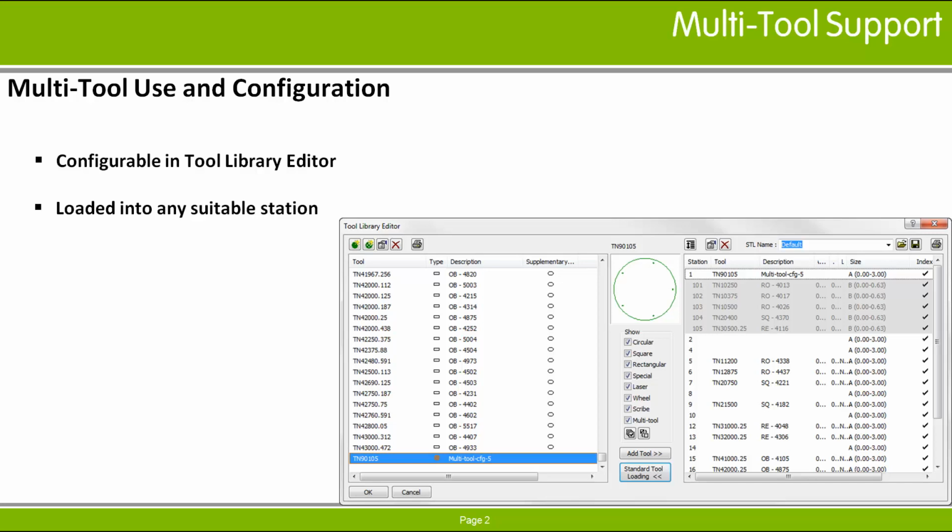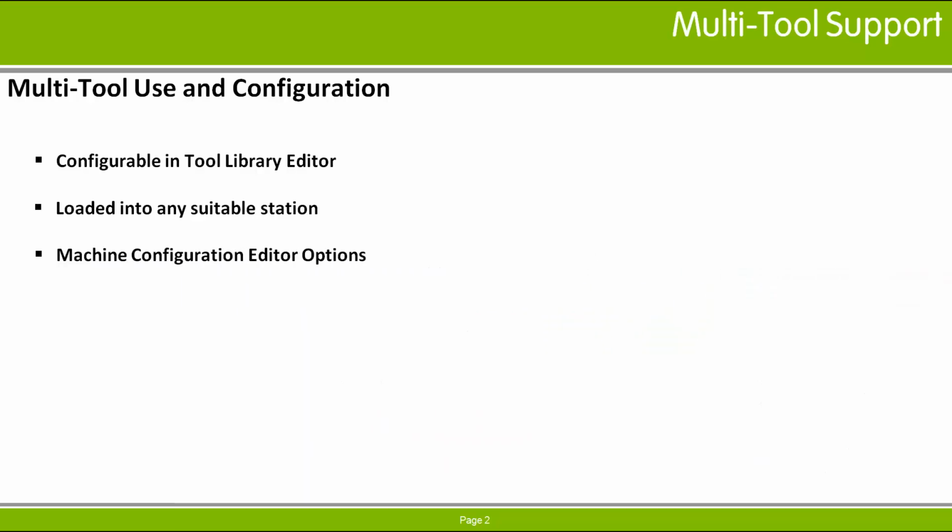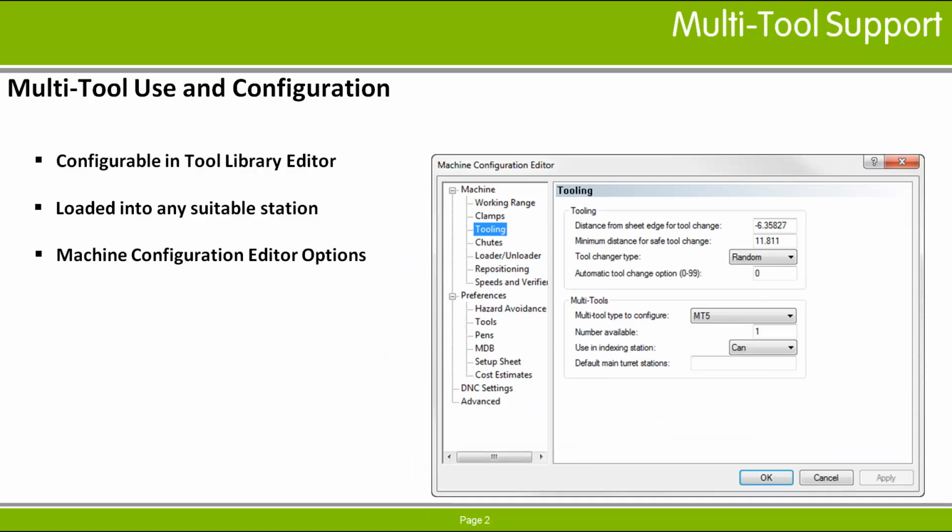When a multi-tool is loaded, the stations of preloaded tools within the multi-tool can optionally be viewed and are listed with a gray background. The tooling category of the machine configuration editor has a number of options for controlling the use of multi-tools.